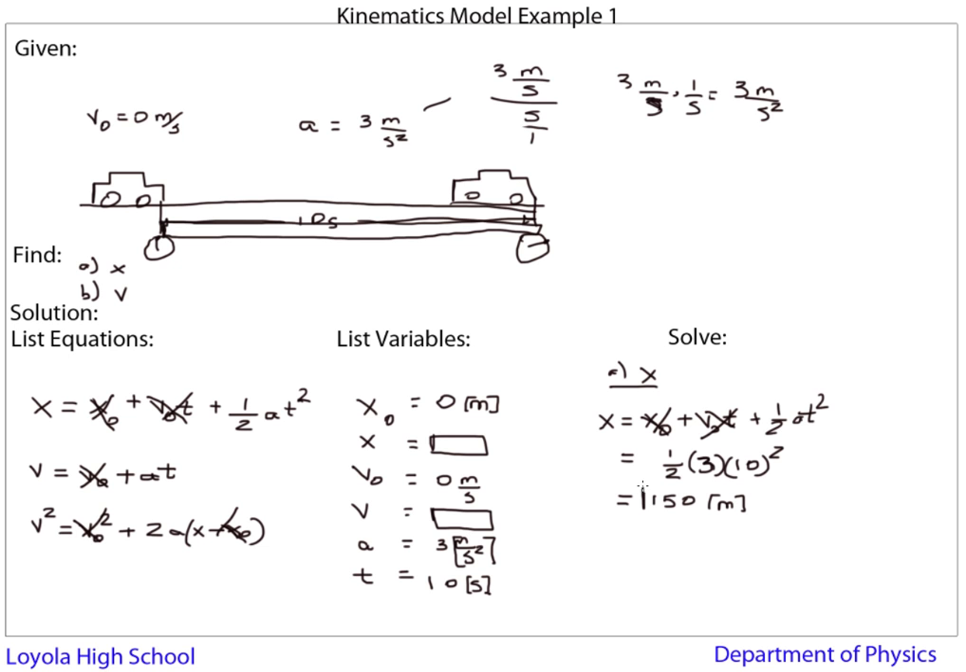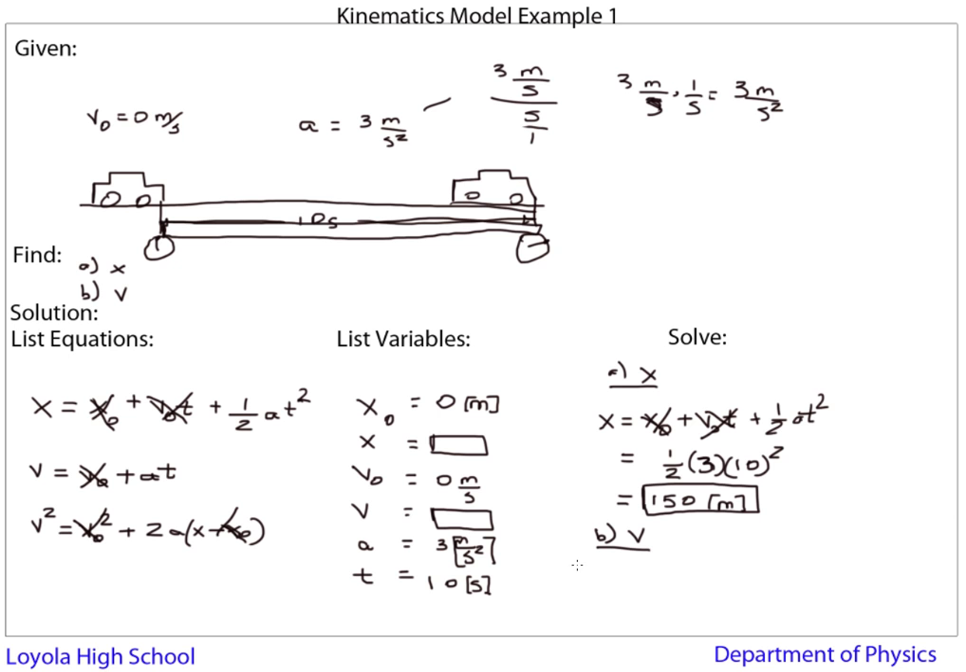Units, and box your answer. So it travels 150 meters in this 10 seconds, if you accelerate 3 meters per second per second. How fast was it going at the end of this 10 seconds? Well, again, I look at the equations here, and it looks like I can use this equation right here, number 2. Looks like I could actually also use number 3 as well.